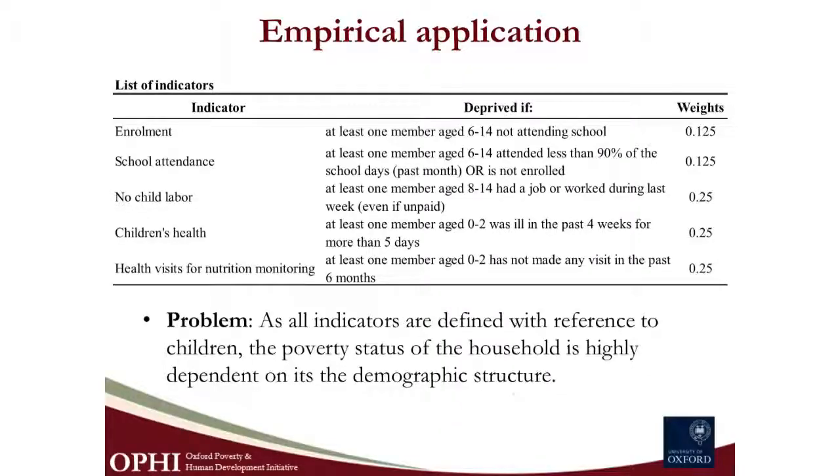Still, there is a big problem with all these indicators. Anyone can see what could bias this. What is the problem? And we talked about this, of all these indicators. Exactly, it has to do with these indicators all being connected with children, and children in different age brackets. So as they are defined with reference to children, the poverty status of the household is very dependent on the demographic structure of the household. But the program was targeting mostly children, but I also have children in different brackets, so it's not ideal, it's difficult.